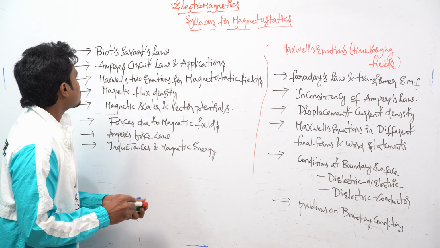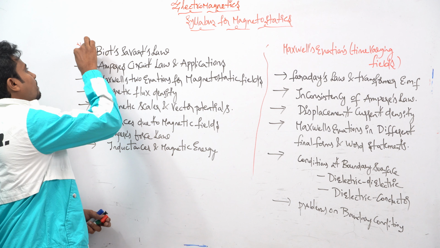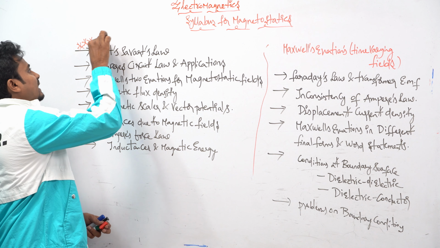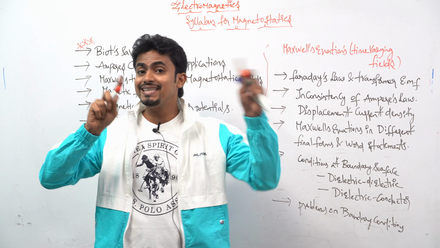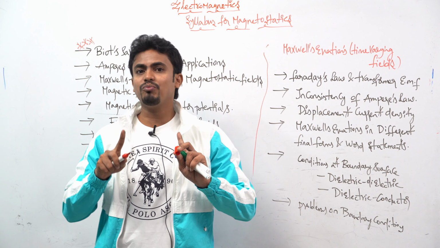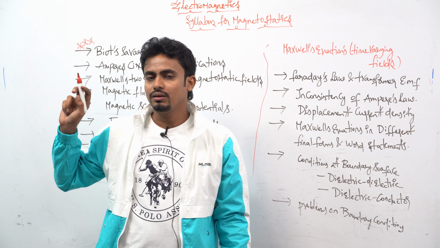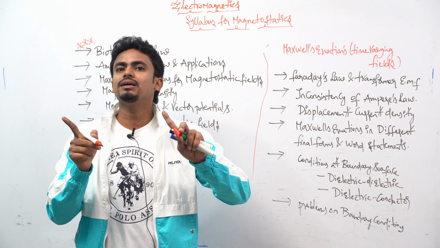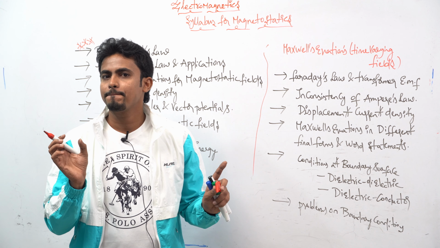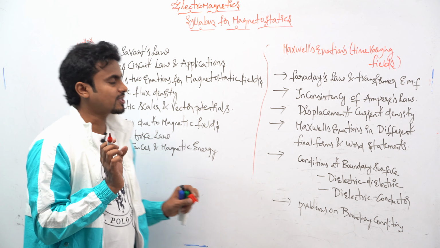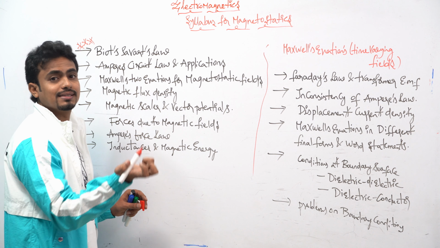First concept is Biot-Savart's law. In electrostatics, what did we have to see? We had to see Coulomb's law, right? In the same way, here we have to see Biot-Savart's law. It is the same, only with slight differences or modifications. Here we are mainly focused on magnetostatics.